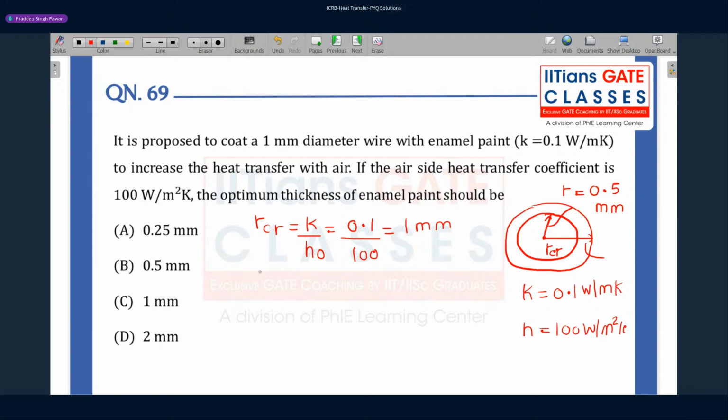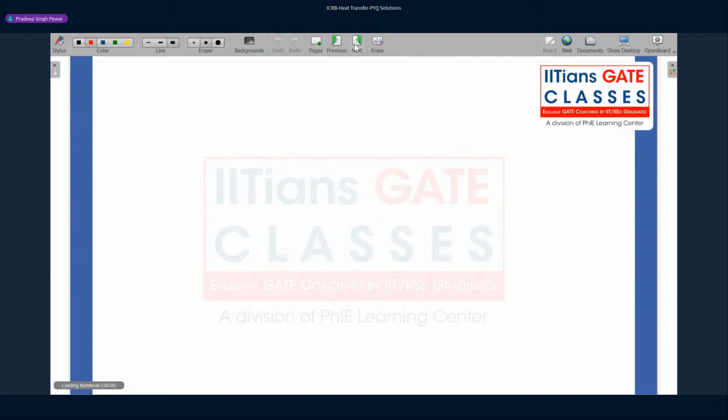Now, your r for the bare wire is how much? 0.5 mm. So if you have to increase the heat transfer rate, how much paint thickness should you add? That should be R_cr minus r, which is 1 minus 0.5, which is 0.5 mm. At this thickness, you will get the maximum heat transfer. So the answer is B, which is 0.5. Let's move to the next problem.